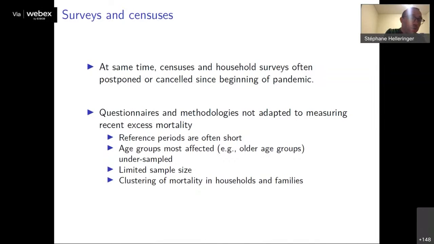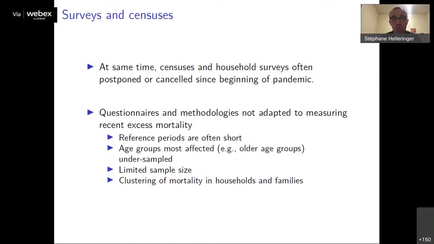But also there are issues because questionnaires and methodology are not necessarily adapted to measuring recent excess mortalities. So, for example, some of the limitations we've highlighted in our work in the working group might have to do with reference periods that might be too short, or the age groups that are affected are those that are imperfectly covered by the data sources that we have. In particular, I'm thinking about older age groups. For some surveys, sample sizes might be too limited, especially to detect recent changes in mortality in recent years.